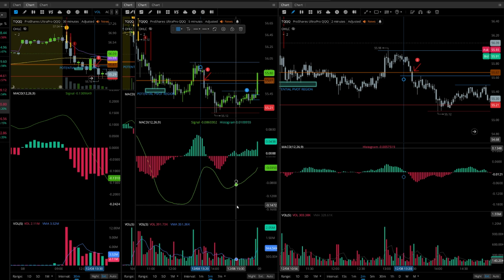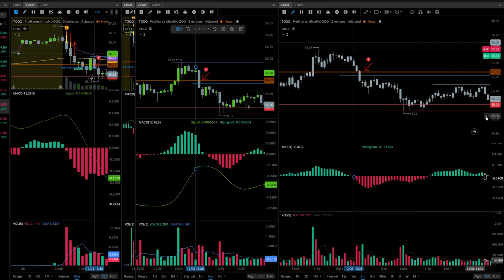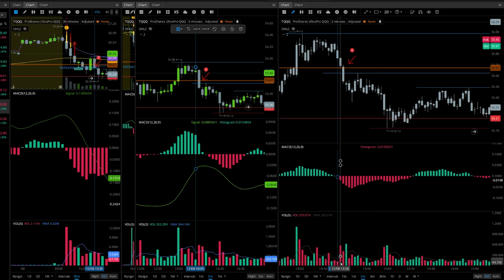Or if you like risking, if you like a little bit more risk, which means you can make more money, but it also means you might not be correct as much. Then we wait for this histogram to start coming down to the downside, and then we look for a volume bar, a power volume bar in the 2-minute chart to take the trade. And look what happens right here.